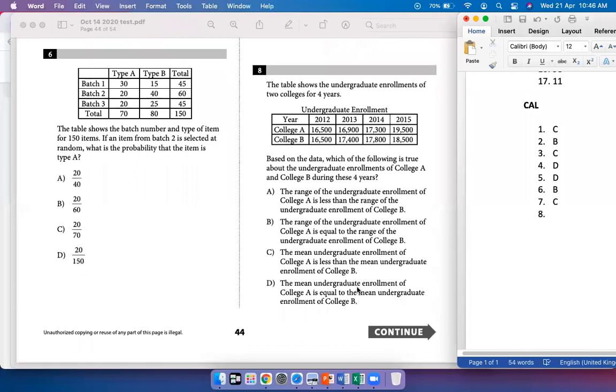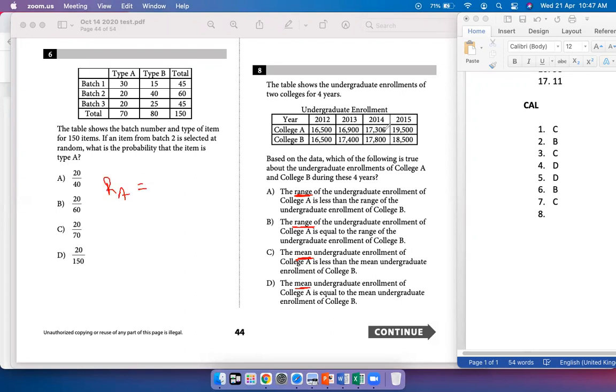Okay. The table shows the undergraduate enrollments of 2 colleges for 4 years. Based on the data, which of the following is true about the undergraduate enrollments of A and B during these 4 years? So we have been asked to compare the range and we have been asked to compare the means. Okay, so let's find the range for A first.